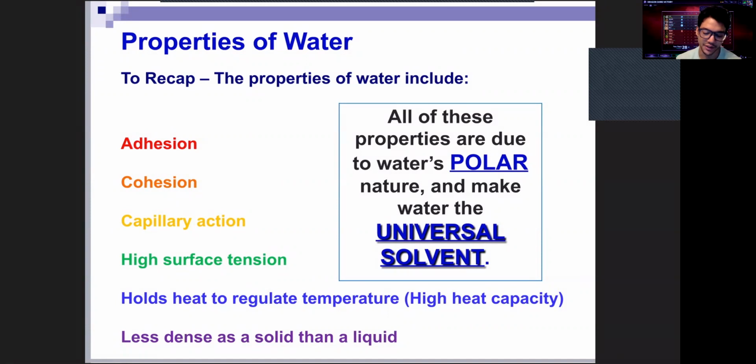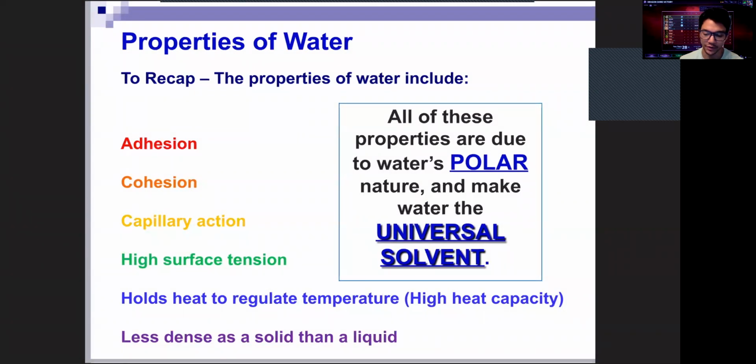High surface tension means that it's hard. The space between molecules on the surface of something is really, really tight, so it's hard to break through. It holds heat to regulate temperature. That's a high heat capacity, hard to heat up, really difficult to cool down. Okay? It keeps its temperature well, and it's less dense as a solid than a liquid.